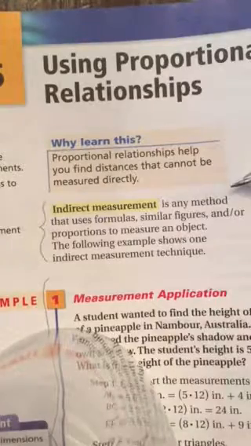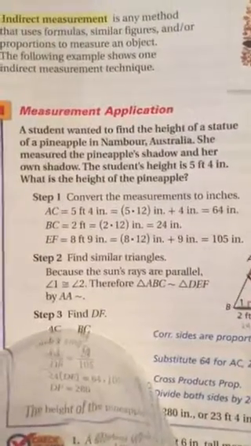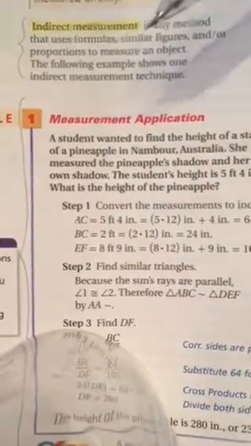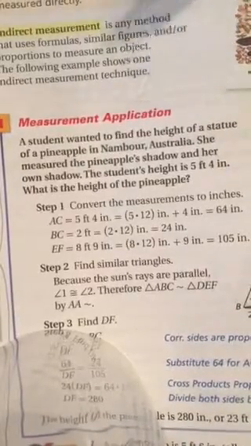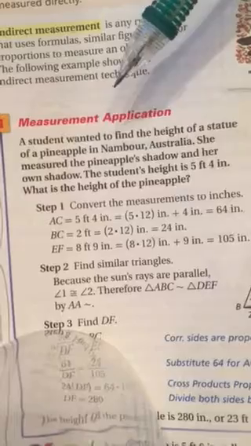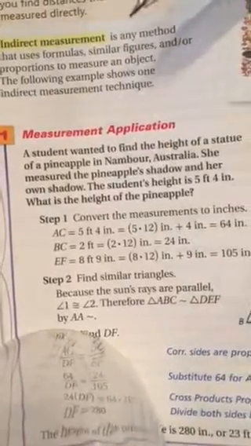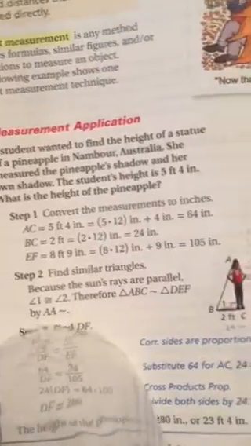The following example shows one indirect measurement technique. And y'all, I just think this is so cool, and you'll have some homework problems like this as well, maybe even test questions. So this is example 1. We are on page 488, and we are looking at measurement application using indirect measurement. A student wanted to find out the height of a statue of a pineapple in Nambour, Australia. She measured the pineapple's shadow and her own shadow. The student's height is 5 feet 4 inches. What is the height of the pineapple?